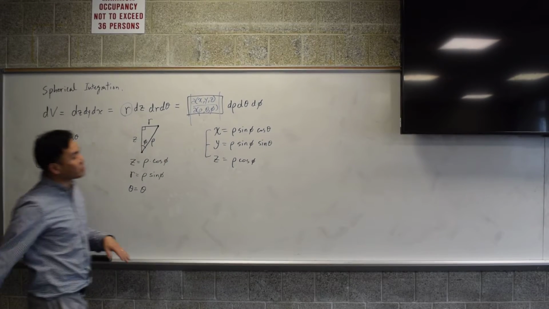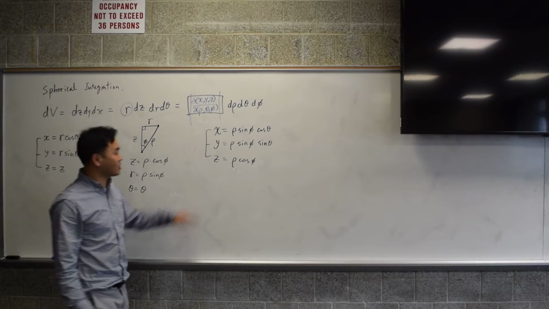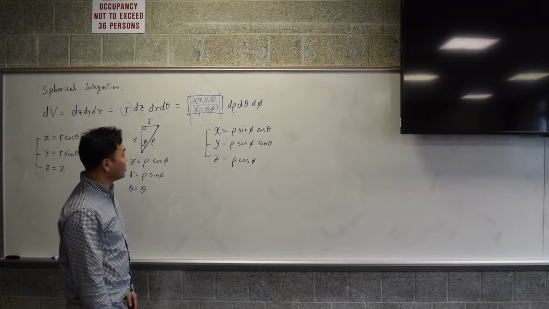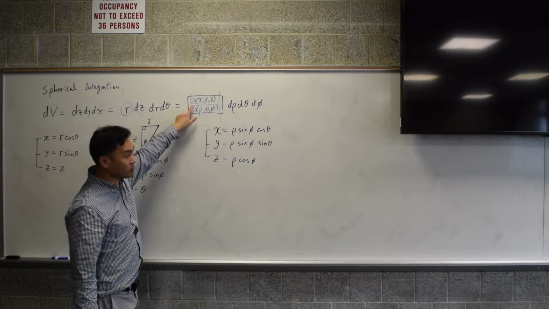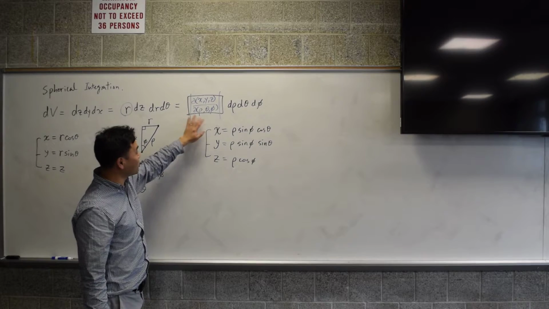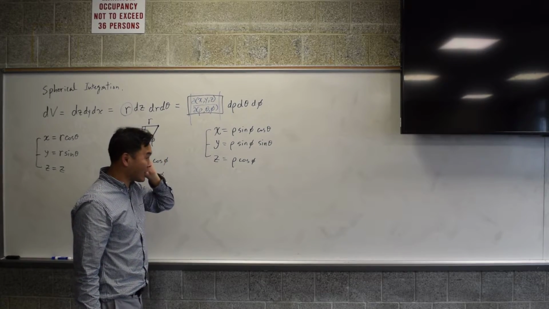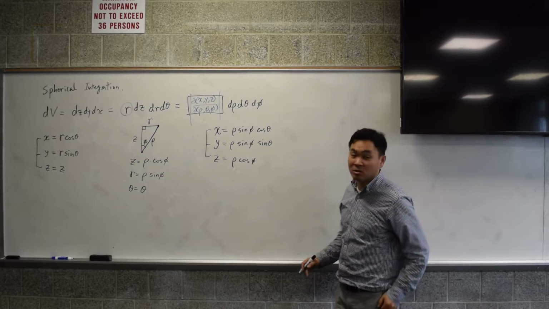So that gives me the relationship between rho, phi, theta and x, y, and z. That's the relationship. Now, what do we need to do again? Why are we doing this? I want to differentiate, right? So I have to differentiate x, y, and z with respect to rho, theta, phi and come up with this gigantic matrix and compute that matrix. Compute the determinant of that matrix.